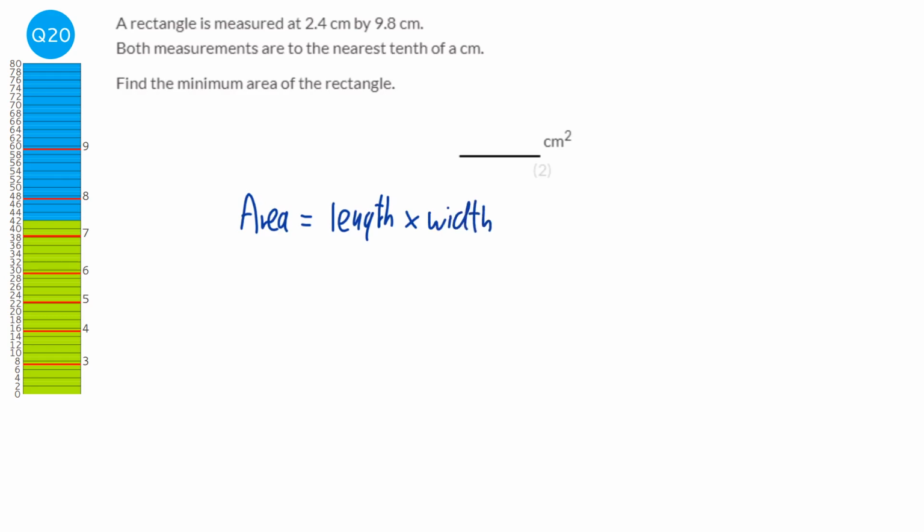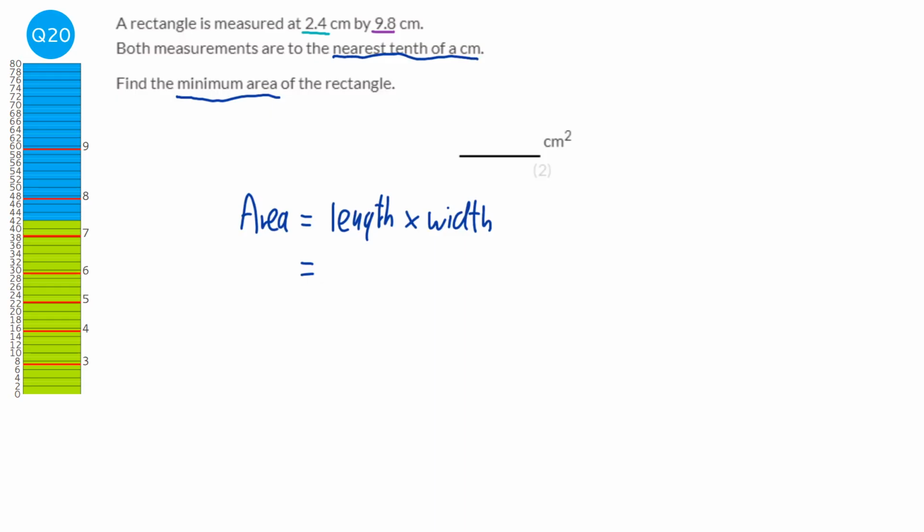So the length, it doesn't matter which way around we do this, is say 2.4, and the width is 9.8. But it says it wants to find the minimum area. So to find the minimum area, what we want to do is find the minimum length and the minimum width. So it says it's rounded to the nearest tenth of a centimetre.